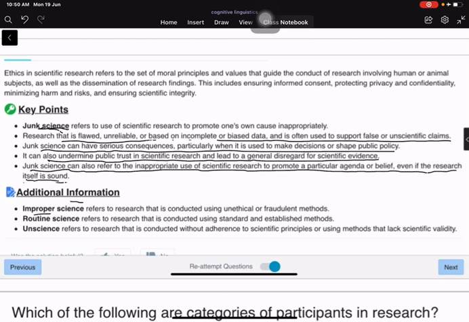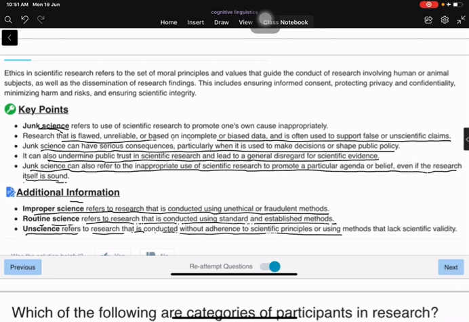Additional information. Improper science refers to research that is conducted using unethical or fraudulent methods. Routine science refers to science that is conducted using standard and established methods. Unscience refers to research that is conducted without adherence to scientific principles or using methods that lack scientific validity. That's unscience. They lack scientific validity.